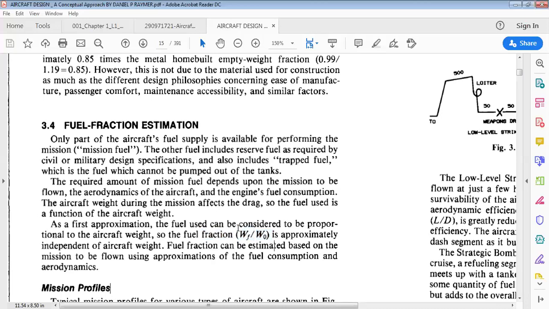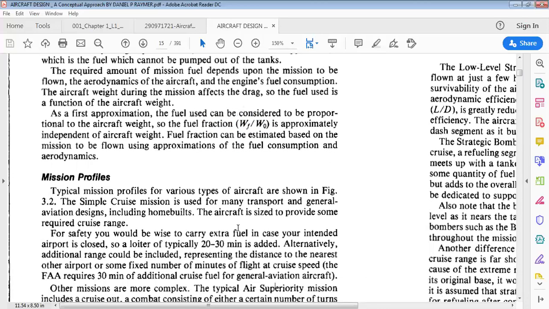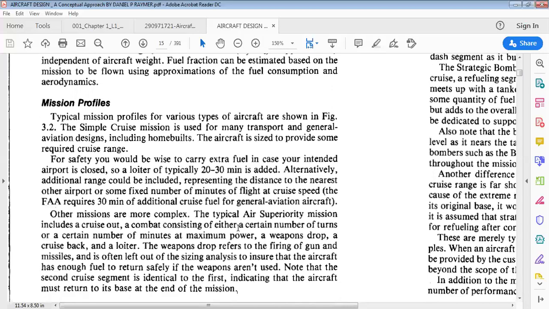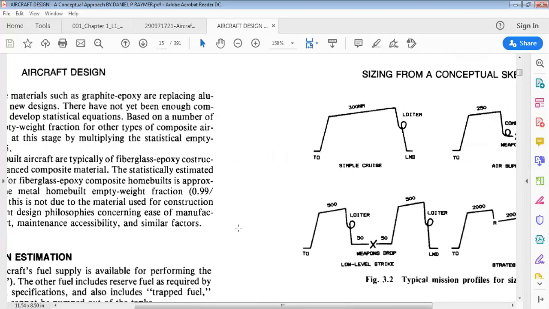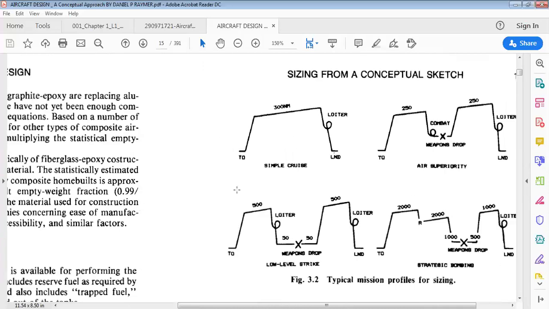And also we can see mission profiles. Before designing an aircraft, we are going to draw the mission profiles according to the standard conditions. I'll show you here. These are called mission profiles. You can see a simple cruise, air superiority, low level strike, and strategic bombing. They are called typical mission profiles for sizing.